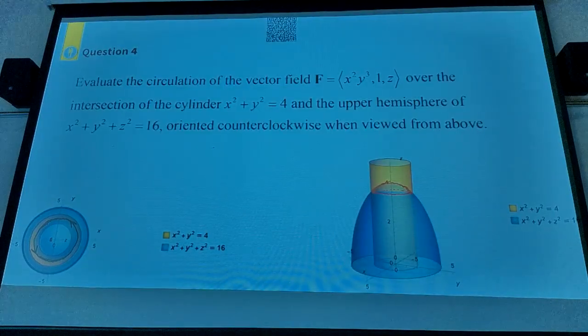Now we have to figure out what that angle is. No, that's not hard to do. It's where the two solids intersect, right? x squared plus y squared has to be 4. Replace it in the equation of the sphere. You get 4 plus z squared is 16. That means z squared is 12.